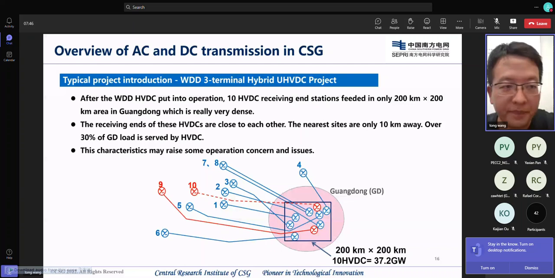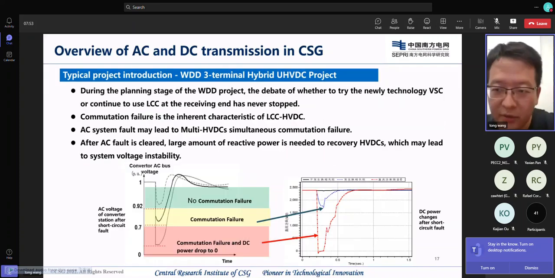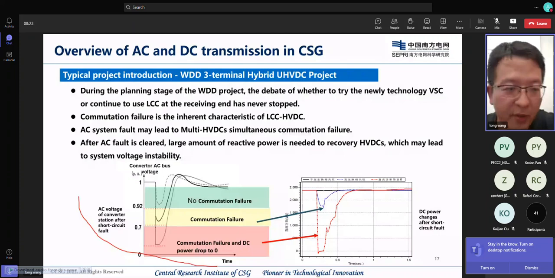So first one is that based on our practical experience, the criteria to decide whether the commutation failure happens after an AC short circuit fault is shown in these figures. We can see that if the AC fault leads to the converter AC bus voltage dropping below 0.92, the commutation failure will happen. And if the voltage during the fault is below 0.7, the DC power will even drop to 0. If the AC fault results in the voltage dropping to not less than 0.92, there is no commutation failure.